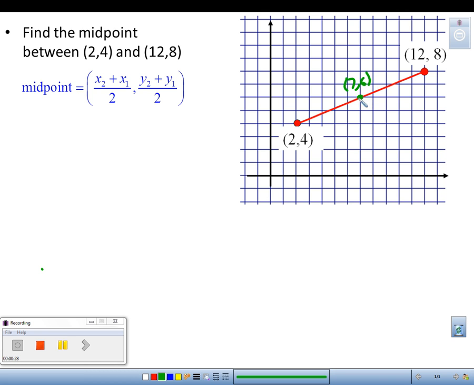But sometimes it might not be a whole number, it might be a fraction or decimal, your graph might be too big for you to just count over and up, so it might not always be so easy to just count and find the midpoint.